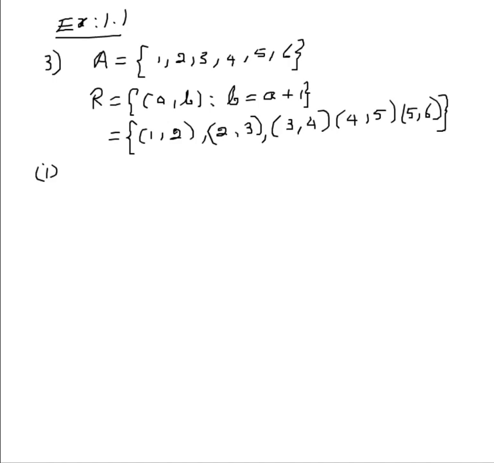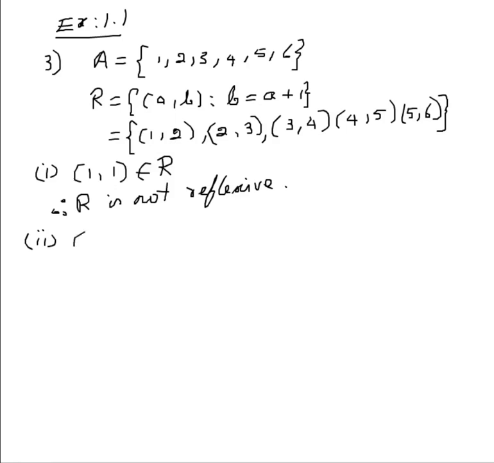Now we will check whether it is reflexive or not. (1, 1) doesn't belong to the relation R. Therefore, we can say that R is not reflexive. Any one counterexample will be enough. Or (2, 2), (3, 3), (4, 4). These are not there in the set. Now let us check whether it is symmetric or not. (1, 2) belongs to R, but (2, 1) doesn't belong to R. Therefore, R is not symmetric.